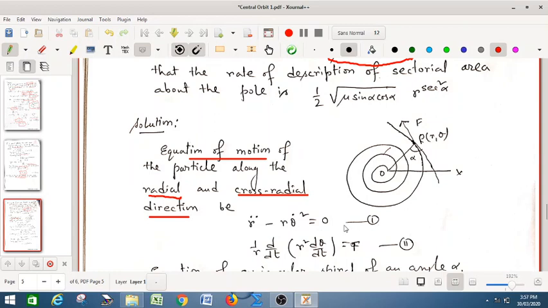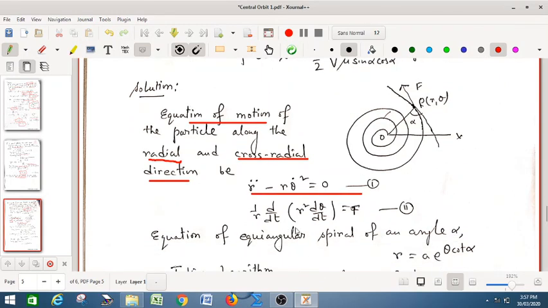So what is the radial direction equation of motion? Equation 1 is, there is no component in the radial direction, so it is 0. r double dot minus r theta dot square equal to 0, and in the cross radial direction you have 1 by r d/dt of r square d theta/dt is equal to F.